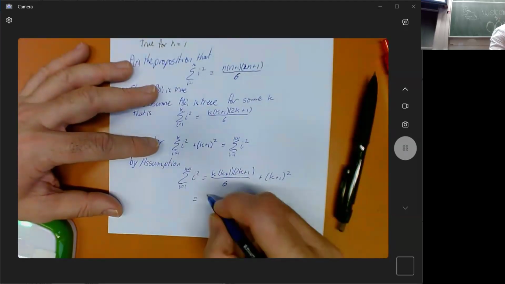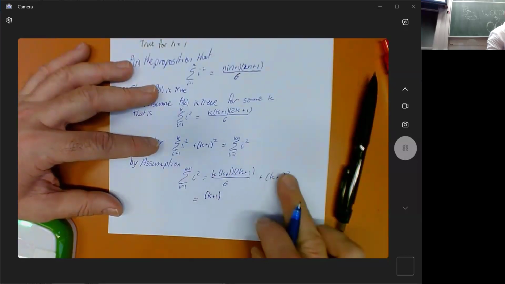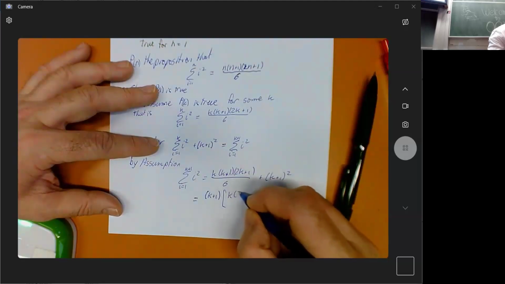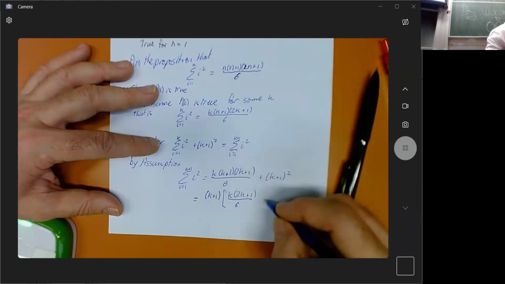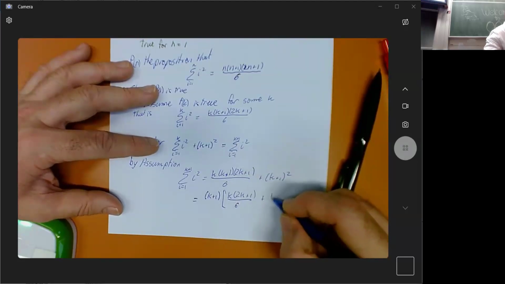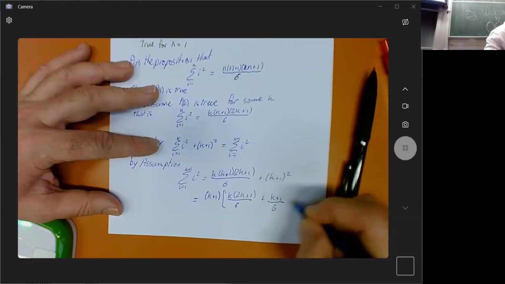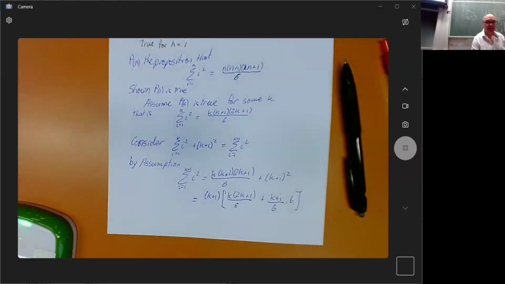Now, I am going to do a funky thing where I factor out (k plus 1). So I've taken (k plus 1) out of here and a (k plus 1) out of here. So I'm going to have (k plus 1) times [k(2k plus 1) on 6 plus (k plus 1)], and I'm going to times by 6 to create a common denominator. All right. This is just, at this point in time, hopefully just algebra.